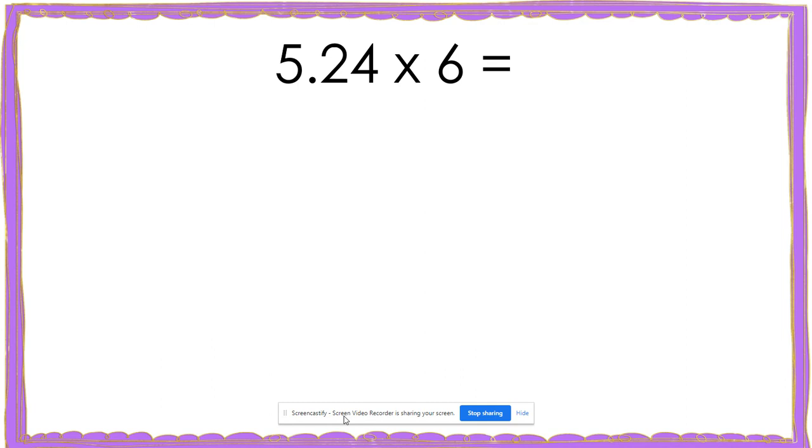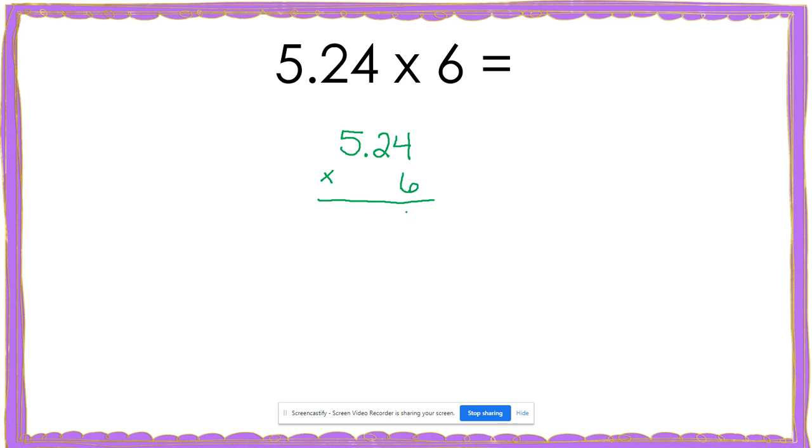For 5.24 times 6, I would write the problem like normal. I do not need to line up decimals when multiplying, so I can just write 5.24 times 6. And then I would multiply like normal.